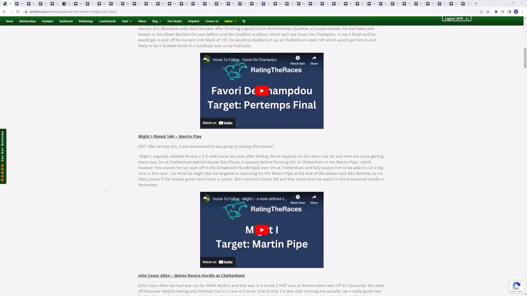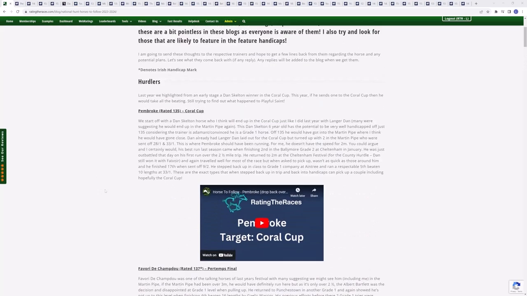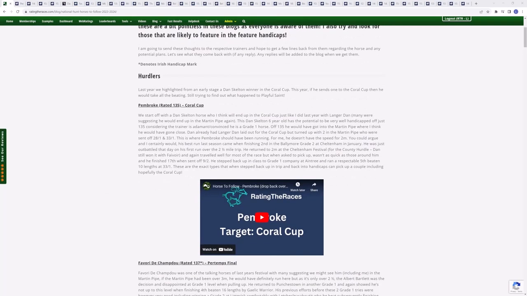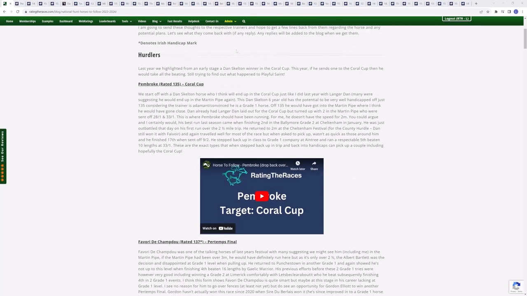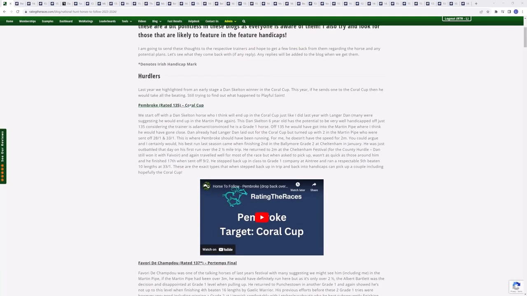So anyway, let's talk about our horses to follow and how they've gotten on so far. The first one we'll talk about is Pembroke, because he's at the top of our list here. I really liked him for the Coral Cup.